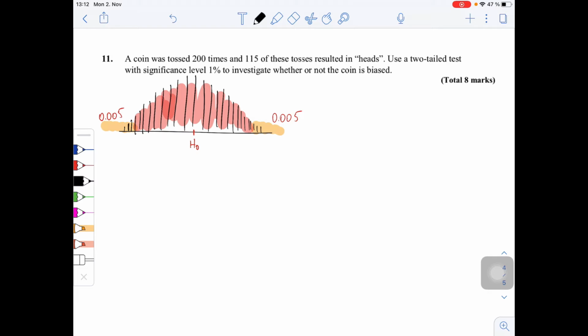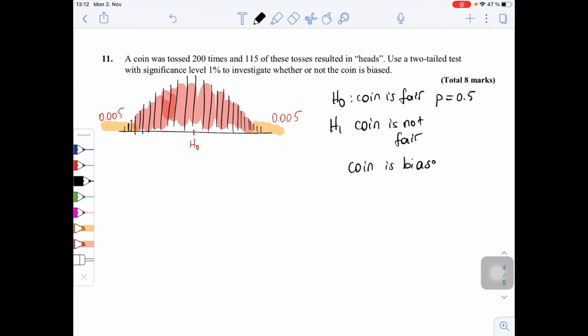What is my null hypothesis? Let's say the null hypothesis says the coin is fair. If the coin is fair, what is your probability? It's 0.5, right? Heads and tails. The alternative hypothesis: the coin is not fair. In another way, the coin is biased. Or P is not equal to 0.5.